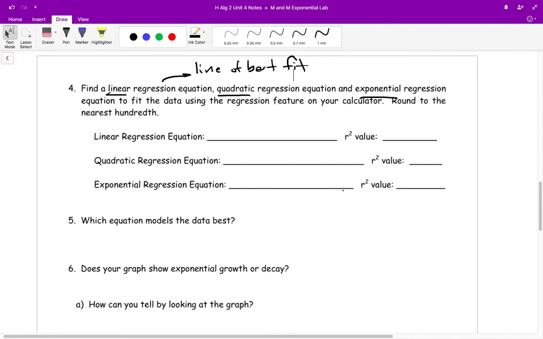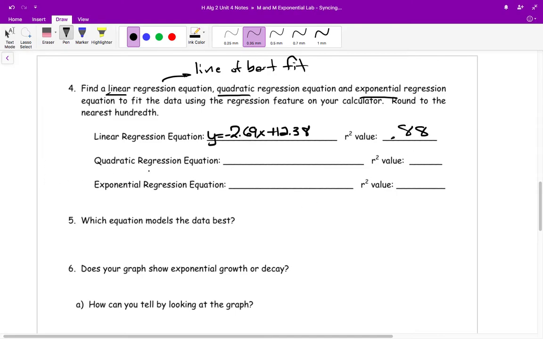Okay, so just to write down my linear regression equation, here's what we found, the line of best fit. If you were to graph the line, y equals negative 2.69 multiplied by x plus 12.38. And we said the r squared value for this one was 0.88.